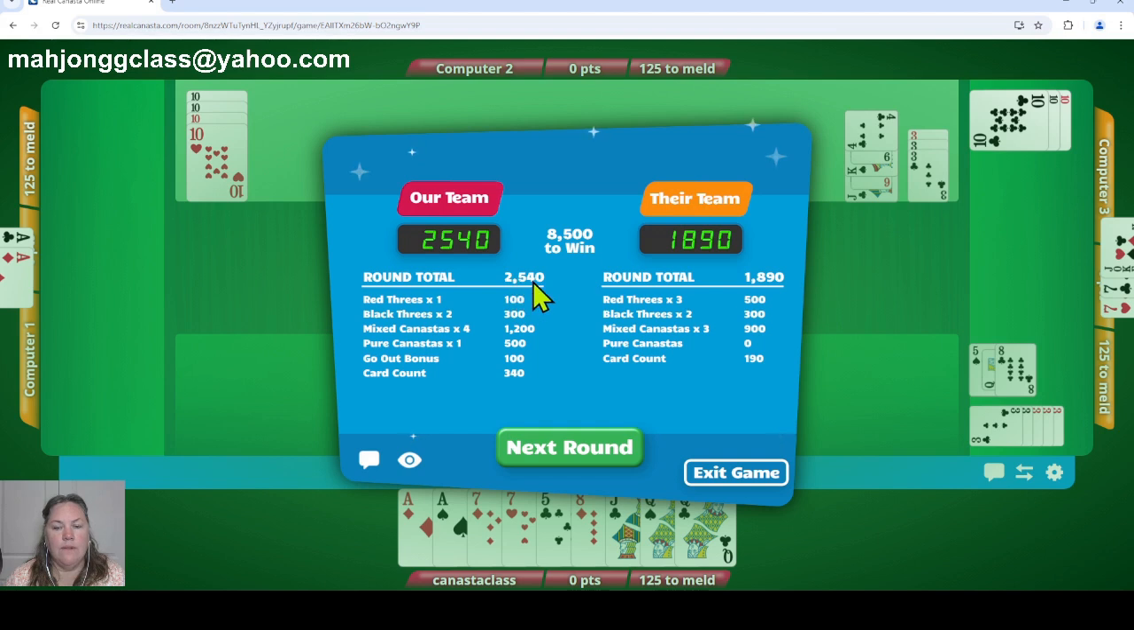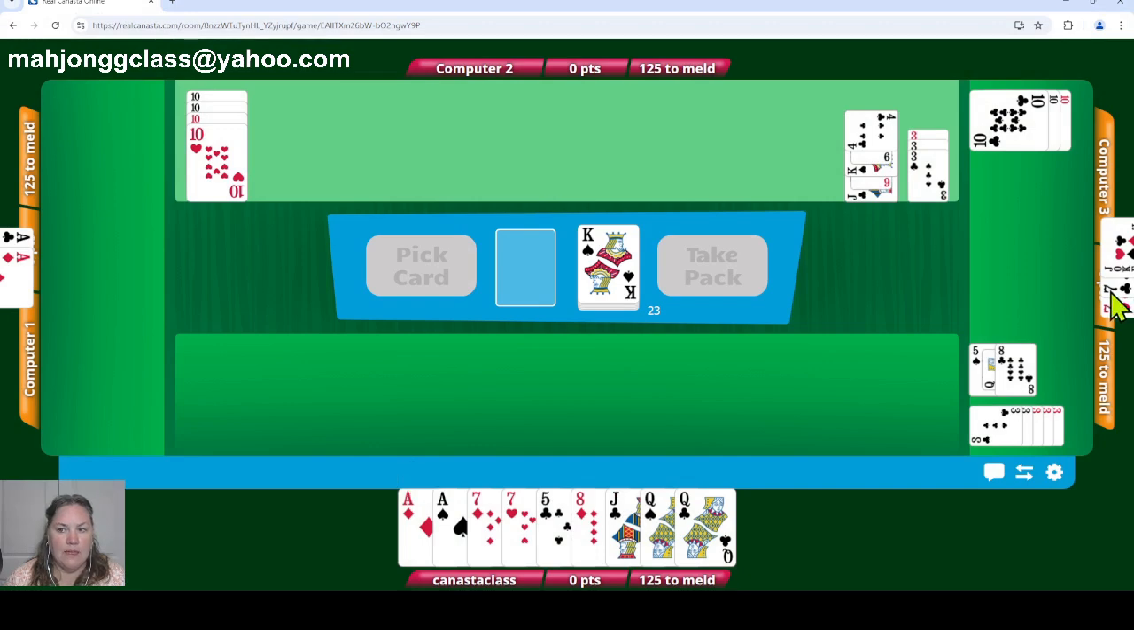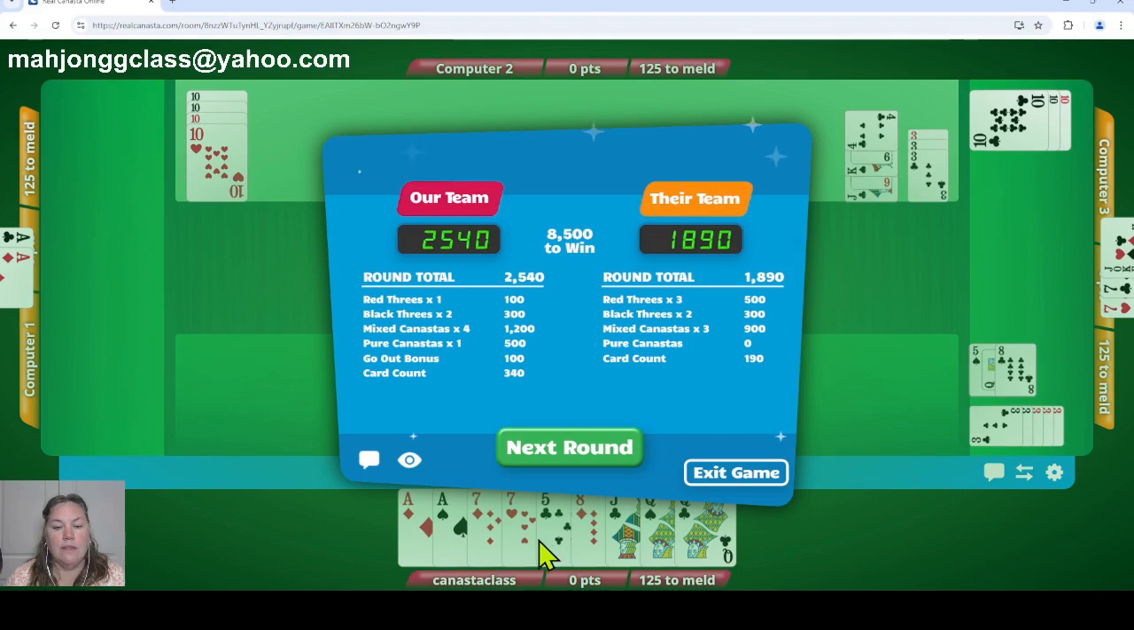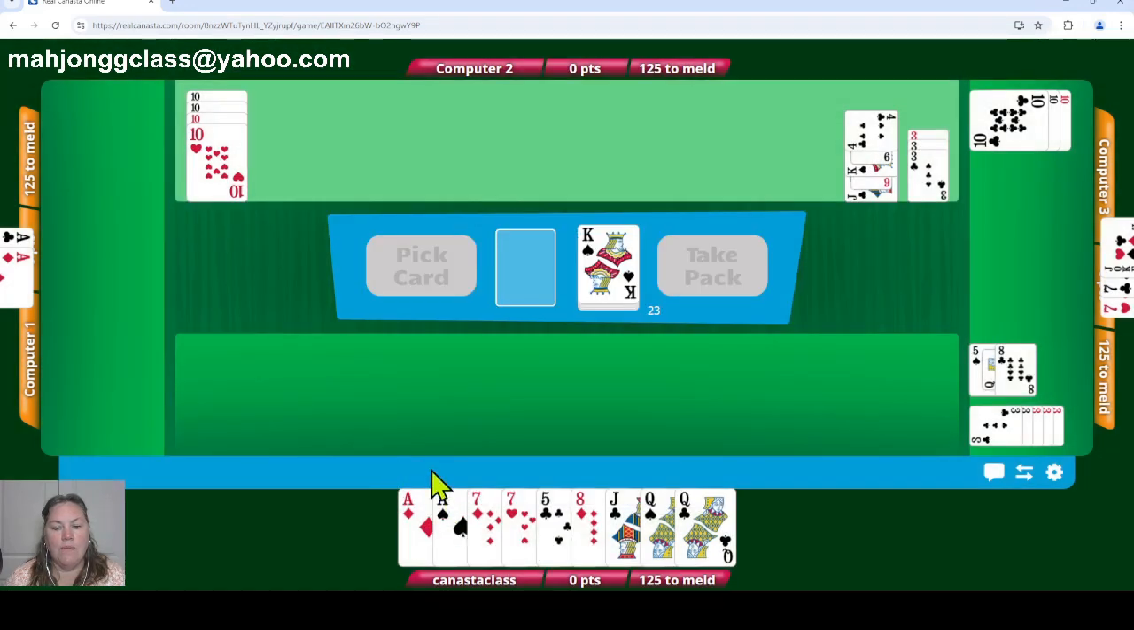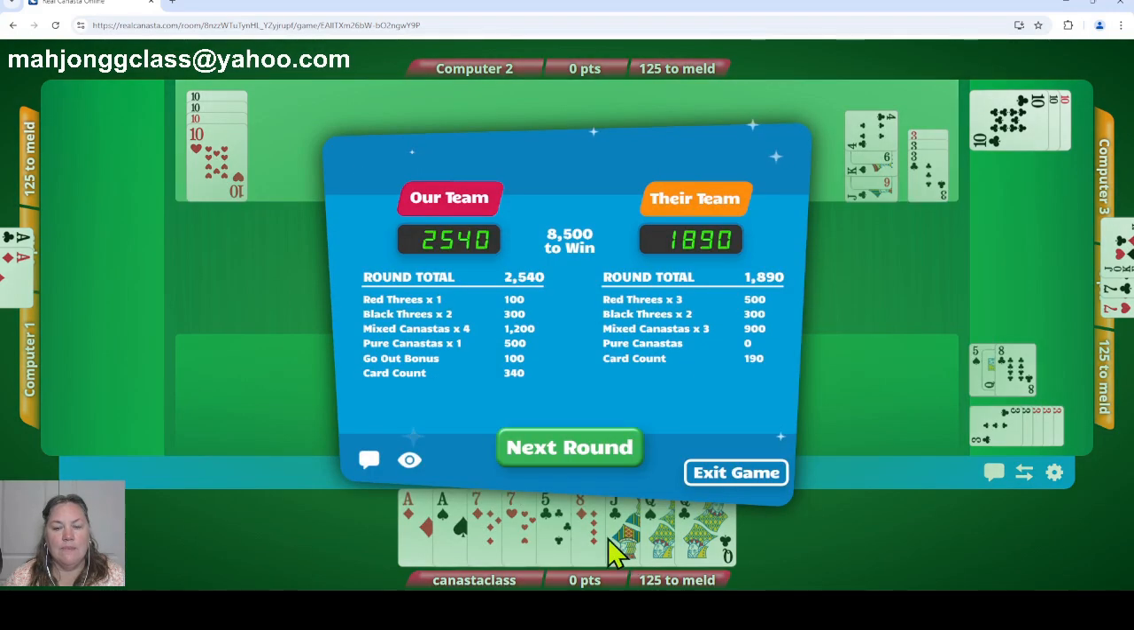We got 2,540. The other team got 1,890. And as you see, the other team has a pair of 7s and a pair of aces between them. So we would not have gotten 7s or aces. And I was able to get rid of all my 7s. I have a pair of aces and a pair of 7s. That was a very nice hand. On to the next round. We're trying to get to 8,500 points to win.